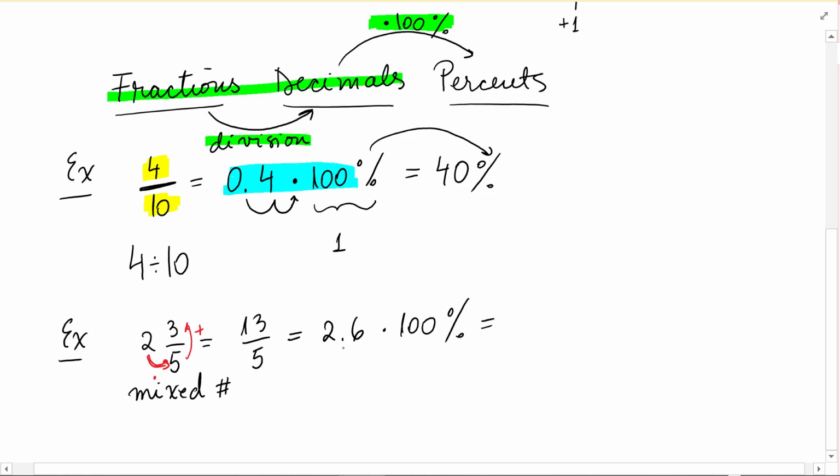So multiplying by 100 means moving the decimal point 2 places to the right. So it's going to be 260, right? Because this becomes a 0 here. And then we copy the symbol percent. And we changed all of them from fractions. We went through the steps, we did the decimals, and then we did percents.